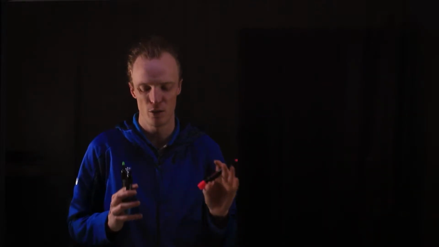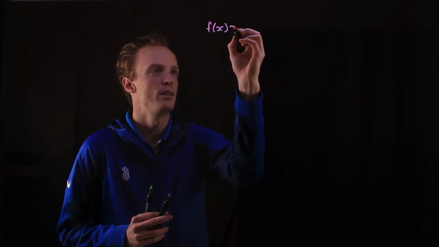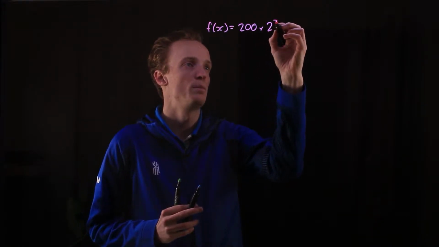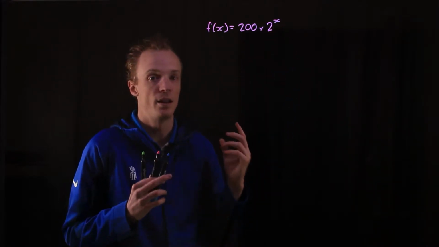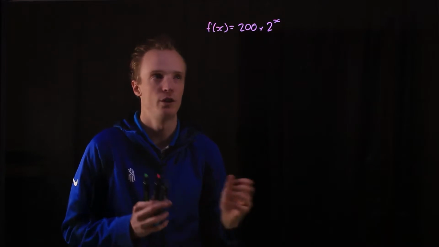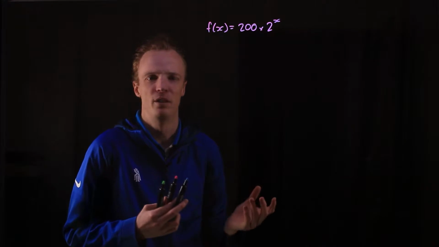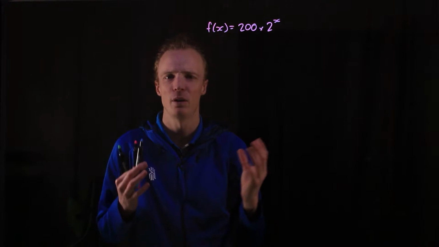So let's now take a look at some basic exponential expressions and look at what the values in exponential expressions actually represent. So let's start with the function f(x) = 200 times 2 to the power of x. Our variable here is an exponent, making this an exponential function. Well, when we're looking at this, what does the value of 200 actually represent? And what does the value of 2 actually represent in our function? And that's what we're going to explore today.